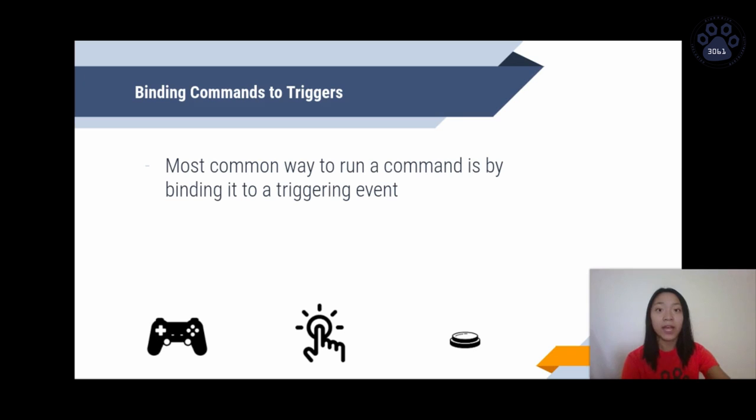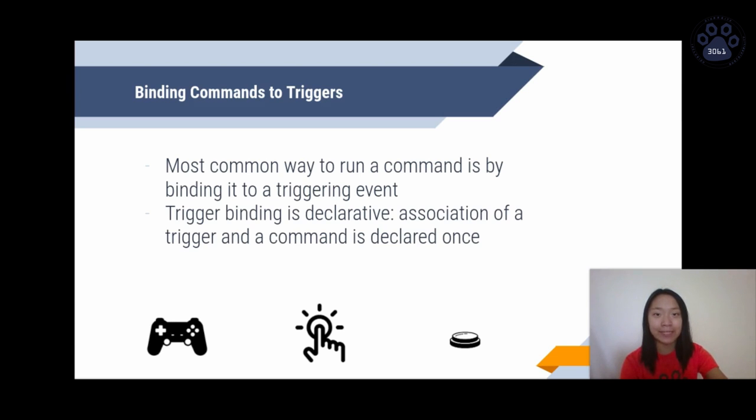I'm Jasmine, and today we are going to take a deeper dive into commands. The most common way to run a command is by binding it to a triggering event, such as a button being pressed by a human operator. Since command-based programming is a declarative paradigm, trigger binding is also declarative, meaning that the association of a trigger and a command is declared once during robot initialization.